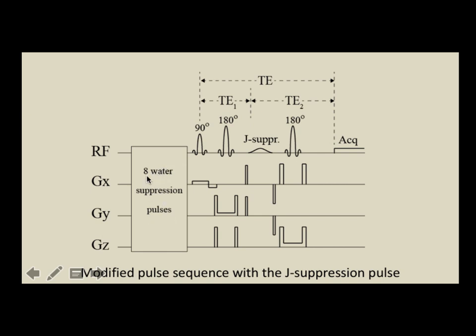And this part is for water suppression. Because the water signal is several thousand times higher than the metabolite signal, it interferes with the metabolite signal. So we use some RF pulses, which are frequency selective, to spoil the water signal. Basically, the only difference between this sequence and the standard PRESS sequence is the J suppression pulse.